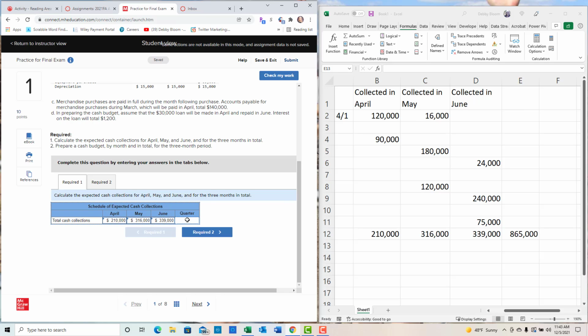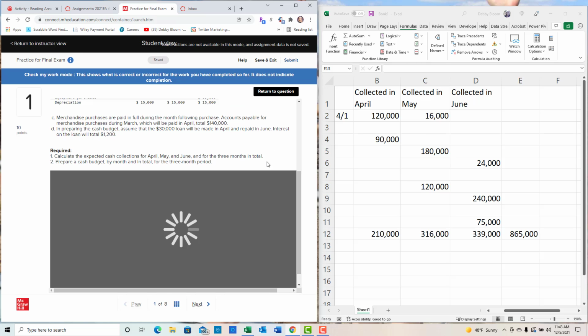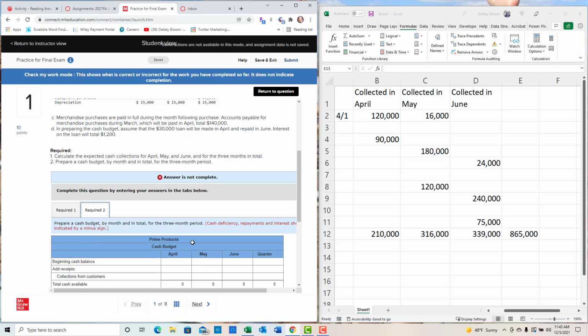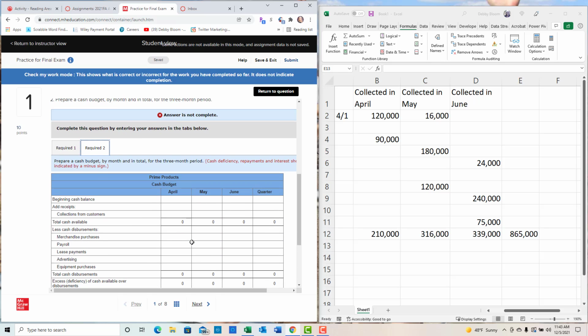And finally, for the quarter, the three numbers added together, $865,000. Okay, now that we've got our schedule of cash collections correct, let's move on to requirement 2. And requirement 2 is just going to be our cash budget.